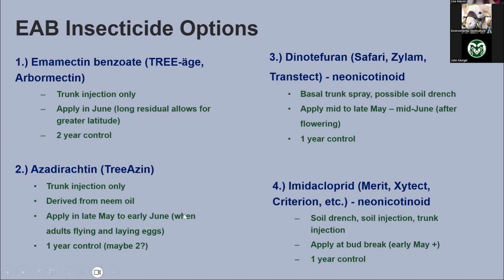The other options are also very effective, but they only will give you about 1 year of control. With azadirachtin, maybe you can get 2 years if emerald ash borer is not high in numbers in your area. Azadirachtin is derived from neem oil, so it is sort of a more natural option for an insecticide. And then dinotefuran and imidacloprid are neonicotinoid pesticides, very effective if applied correctly.